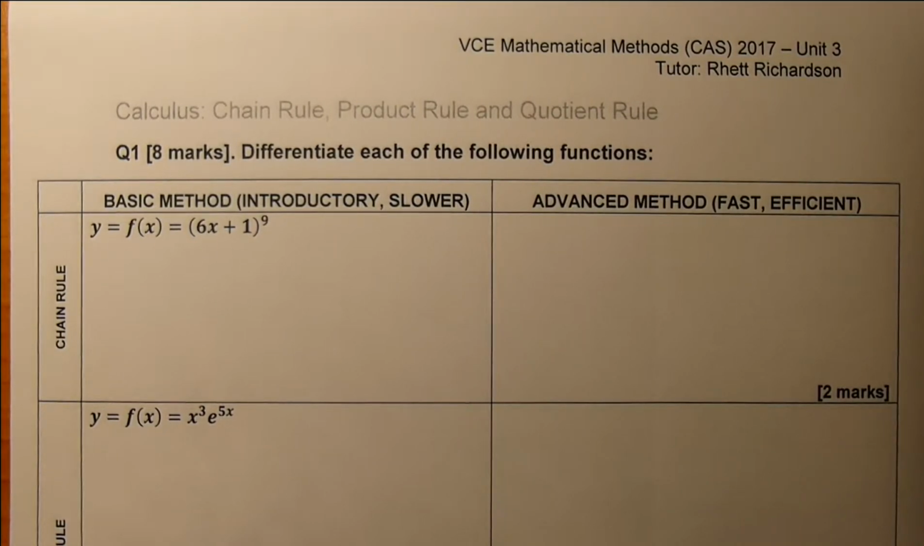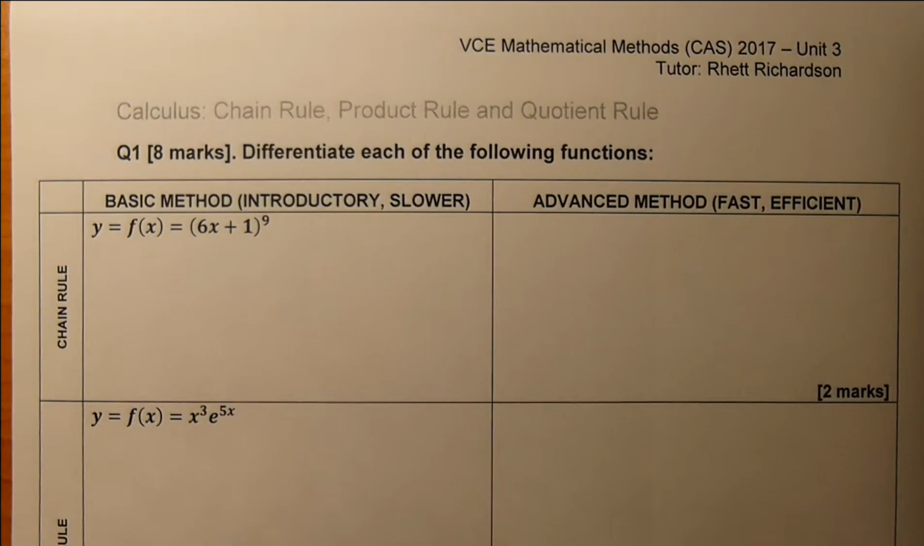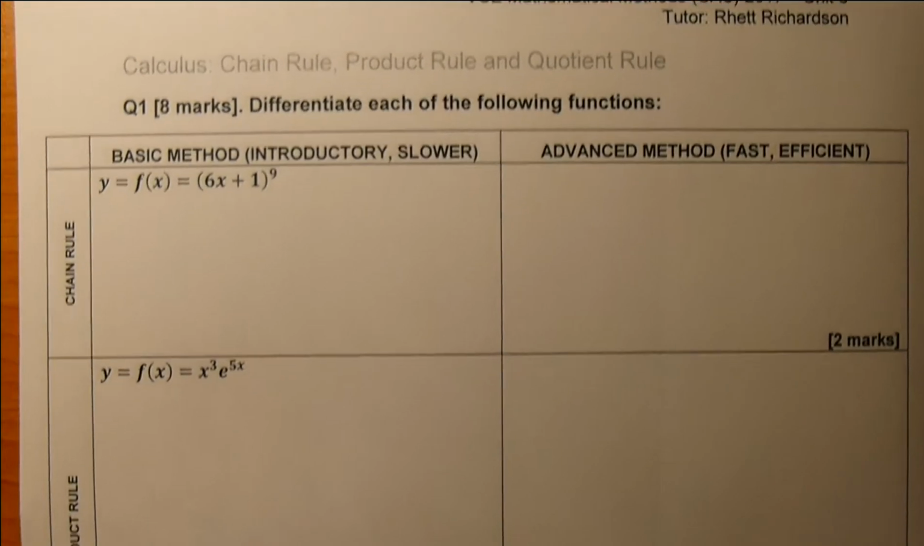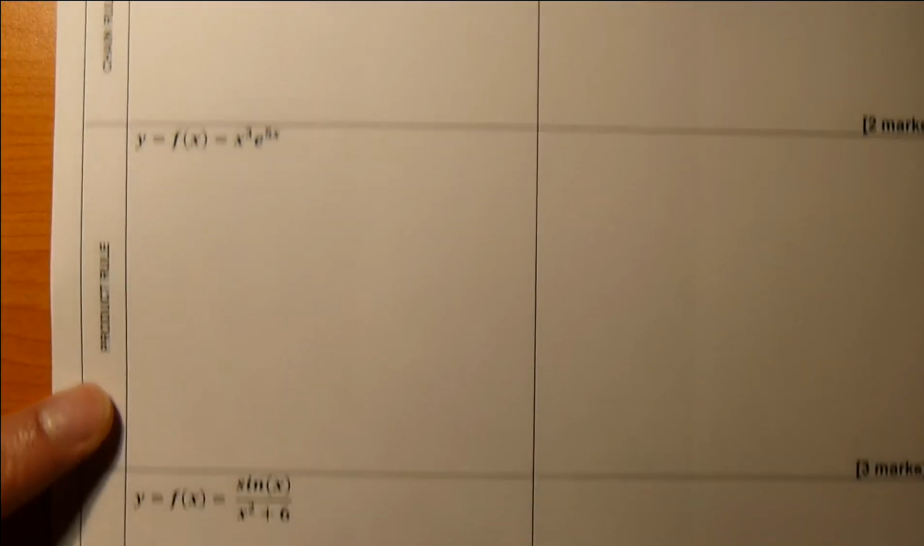I've got some calculus for you today from the Unit 3 Maths Methods course. Essentially I wanted to step you through the key 3 rules that you learn in differentiation, being the chain rule, the product rule, and the quotient rule. And so I've got an example for each of them today.